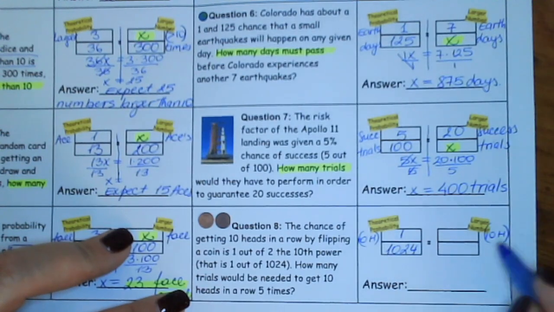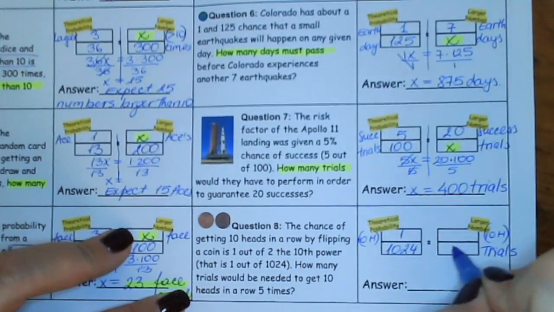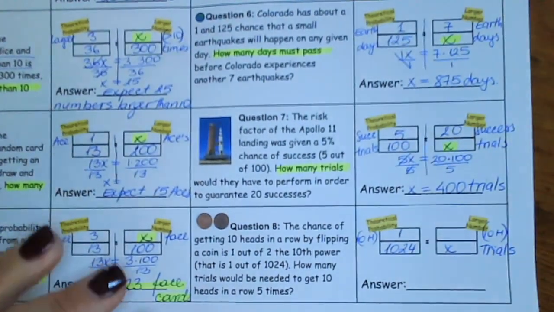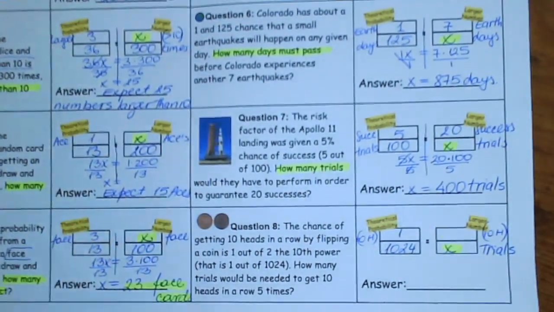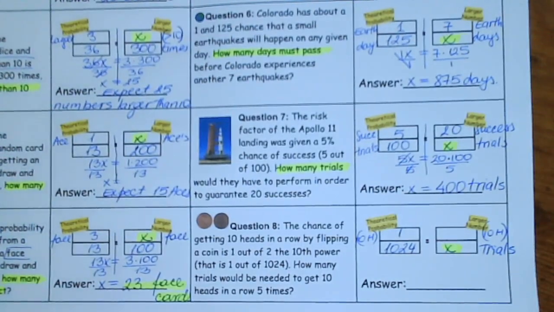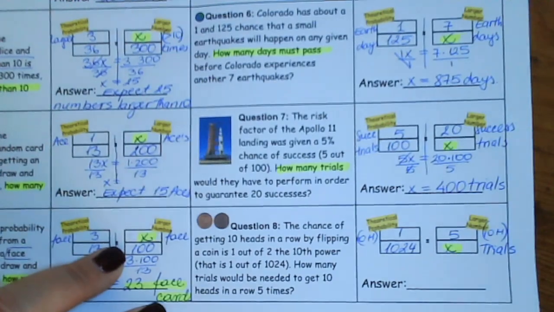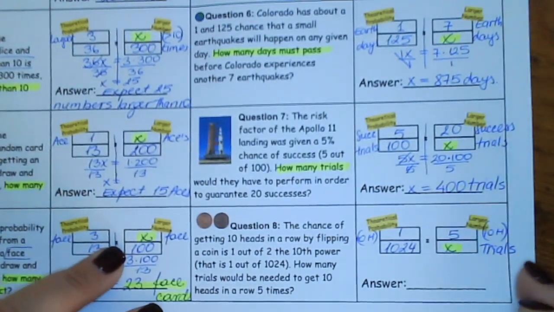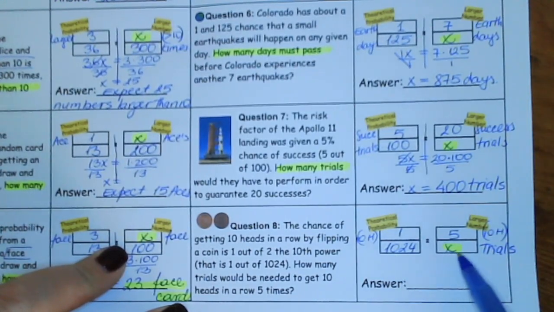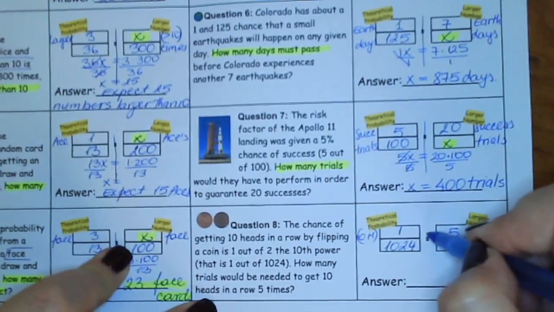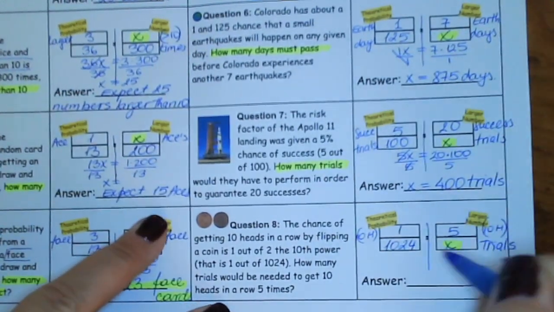Question, how many trials will it take, I don't know, to get 10 heads in a row 5 times? That's a very, very low chance. So it has to take a lot of trials to get that possibility. Let's see, how many trials would that be?